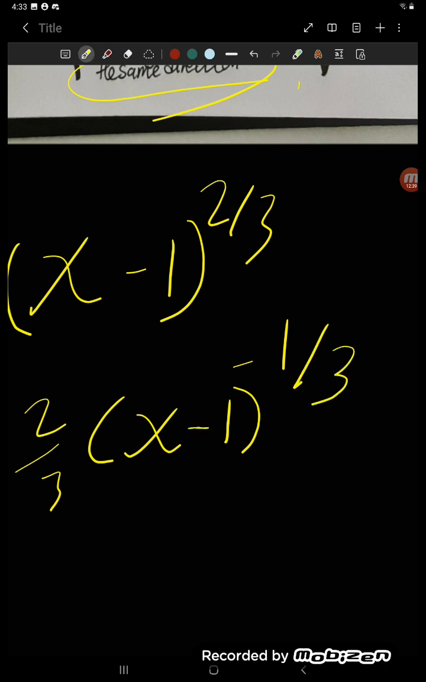I really like this shade of yellow. It's really cool.